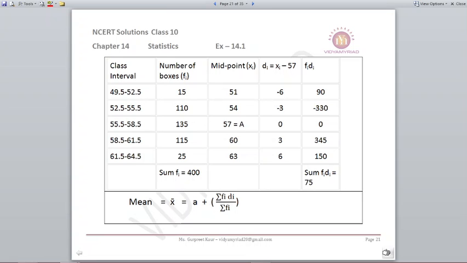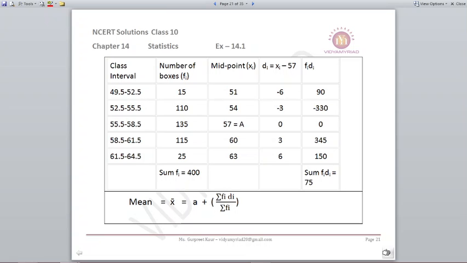Now here we are using the shortcut method, so the xi fi values are quite big. We will find di. di will be xi minus A. A is 57. So xi minus A, if I do, that is 51 minus 57, it comes to minus 6. 54 minus 57 gives you minus 3. Then 0. 60 minus 57 is 3, and 63 minus 57 is 6.